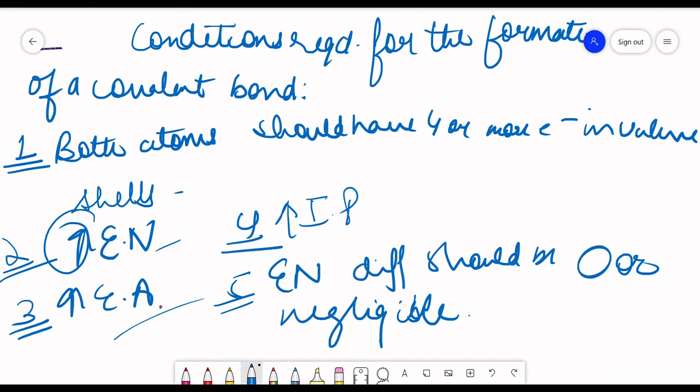These are the basic examples. Basically, these are the conditions that are required for the formation of a covalent molecule. Correct? Right.